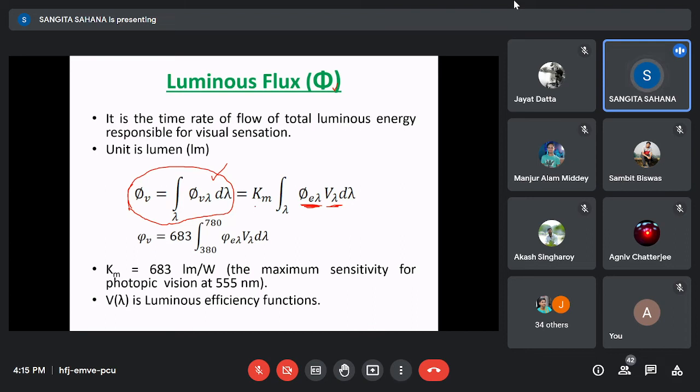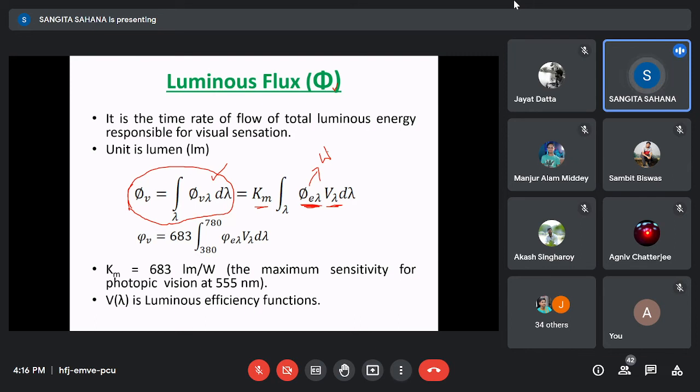Then I will come to this Km. Okay, so phi is the total radiant flux, the total output. Phi lambda is the output at each wavelength. So if you consider phi e lambda with the visible part, you will get the visible light. Now its unit is watt, and V lambda is unitless. So you will get the luminous flux in watt.